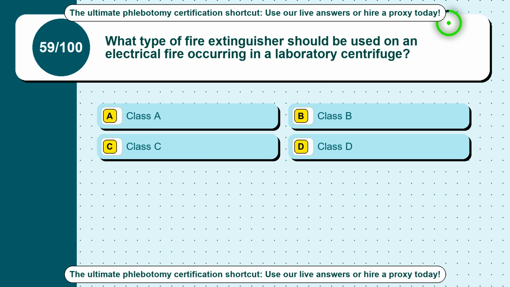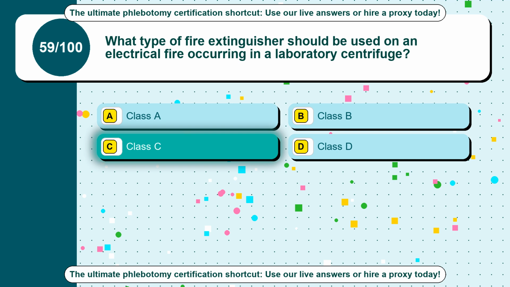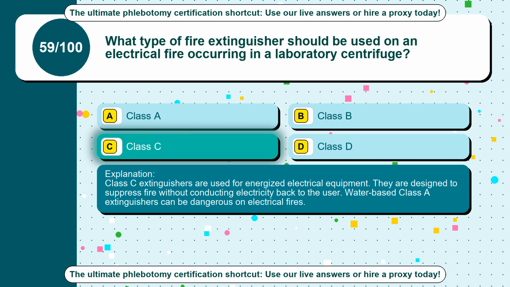Question 59. What type of fire extinguisher should be used on an electrical fire occurring in a laboratory centrifuge? Option A, Class A. Option B, Class B. Option C, Class C. Option D, Class D. The correct answer is option C, Class C. Class C extinguishers are used for energized electrical equipment. They are designed to suppress fire without conducting electricity back to the user. Water-based Class A extinguishers can be dangerous on electrical fires.